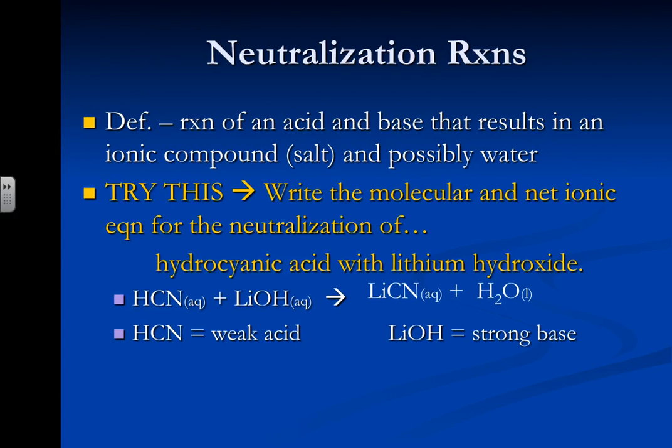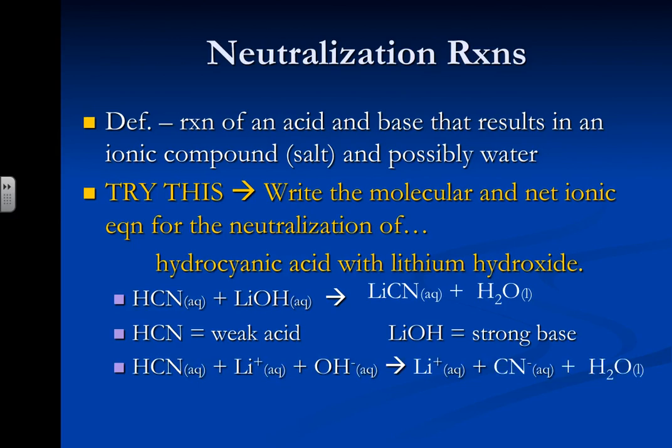And what you now need to recognize before you go any further to write a net ionic equation is that HCN, hydrocyanic acid, that was not on your list of strong acids, meaning it's a weak acid. Lithium hydroxide was on the strong base list, so it's a strong base. What the heck's that mean? Well, strong acids and bases get written as ions, and weak acids and bases stay together. So, if we follow that lead, do you understand why HCN stays together and why LiOH breaks down?